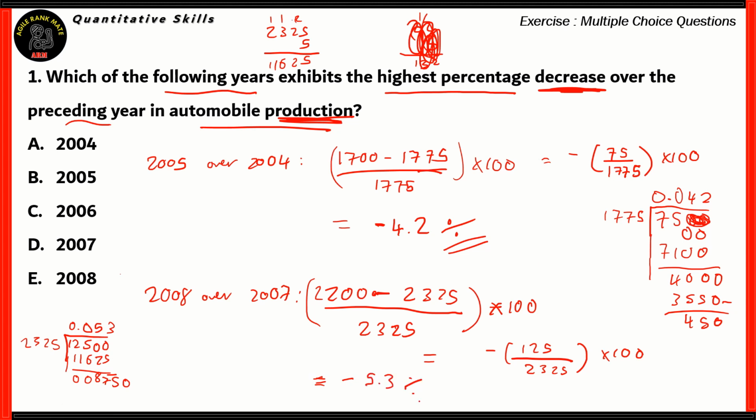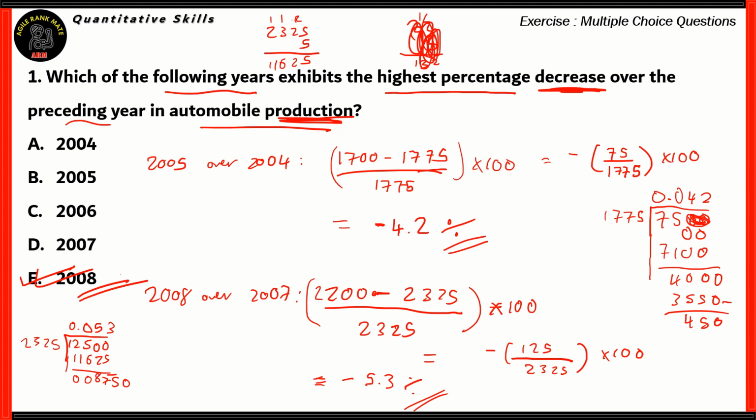So if you look at the percentage decrease in 2005 over 2004, it's negative 4.2%, whereas for 2008 over 2007, it's negative 5.3%. We need to find out the highest percentage decrease. That is between 2008 over 2007. So therefore, it's assigned to the year 2008. So option E, 2008, is the right option.